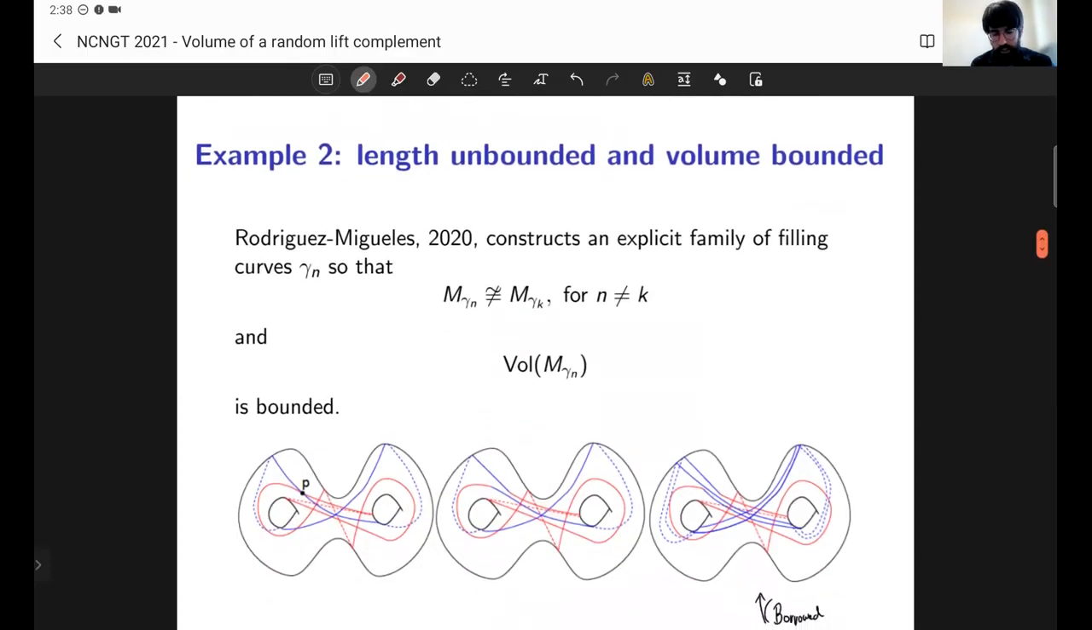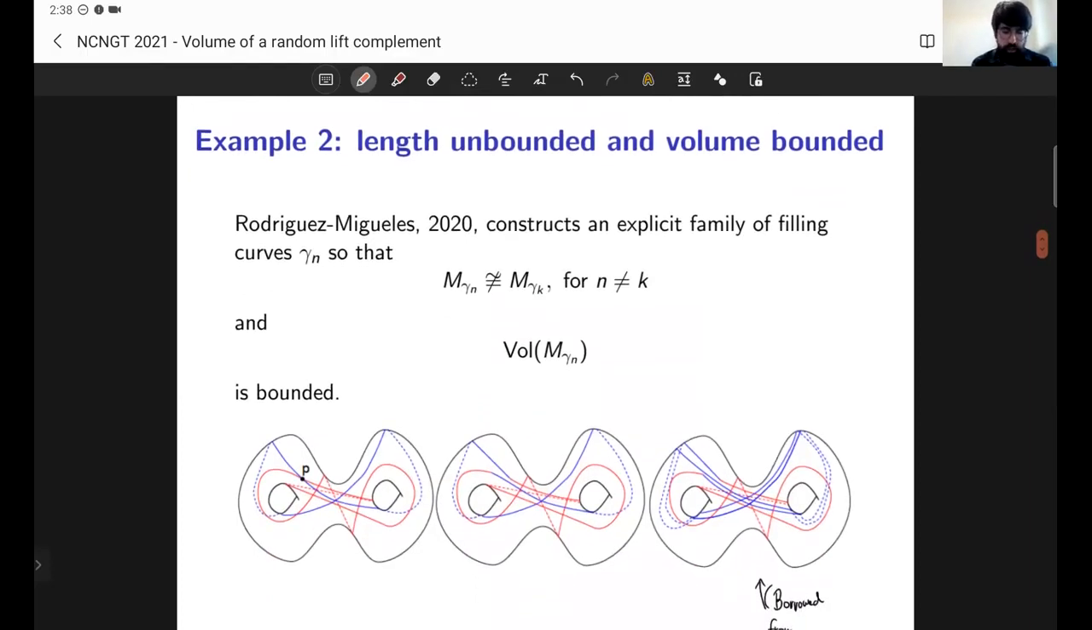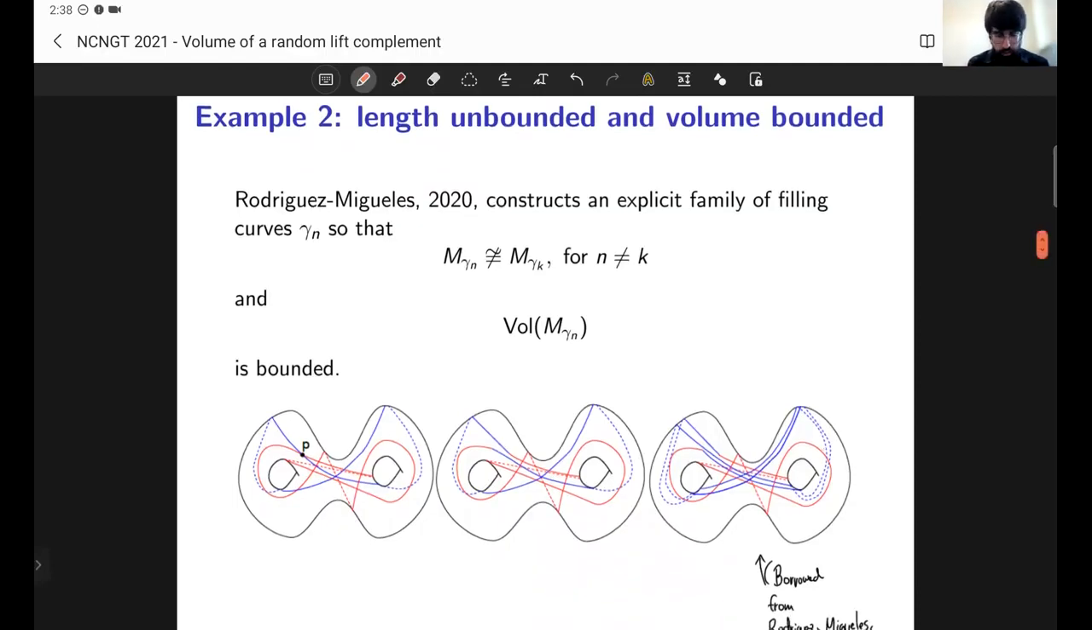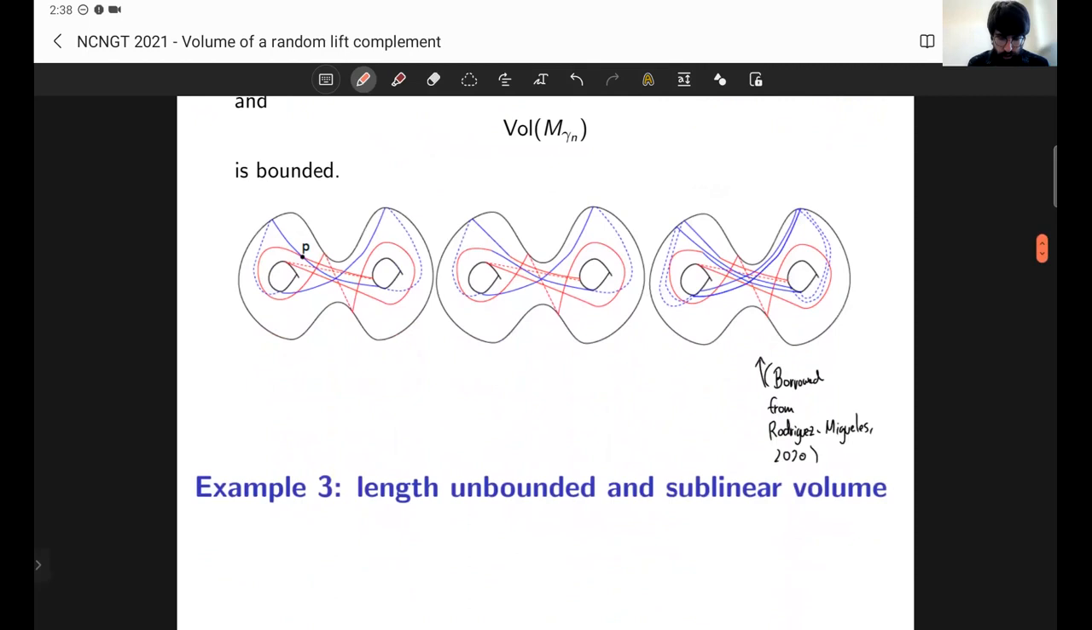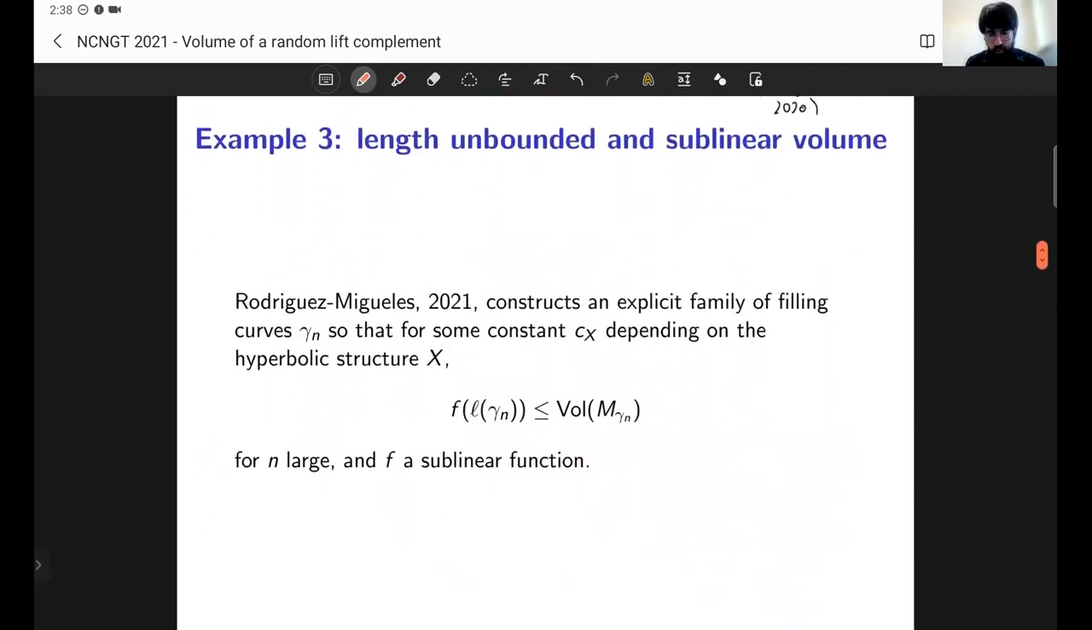A slightly more interesting example was constructed by Rodriguez-Migueles, where he constructed explicitly a family of filling curves, γ_n, that were pairwise non-homeomorphic, and for which their volumes were also bounded. He actually does this construction explicitly. Here's a picture I borrowed from his paper. And in the same work by Rodriguez-Migueles, and also in later work, he constructed explicit families of filling curves for which he can give a lower bound for their volume which is sublinear as a function of the hyperbolic length.